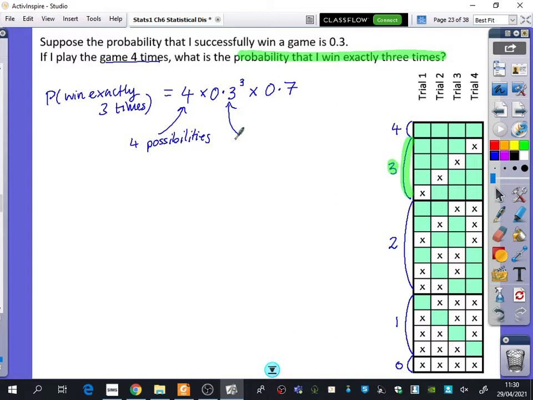This represents 3 successes. I'm using a slightly different bit of language there. Instead of 3 wins, I'm saying 3 successes. And this is 1 failure. So my probability is 4 times 0.3 cubed times 0.7, which is, I'm going to go for a decimal this time because it's a nice decimal, 0.0756.